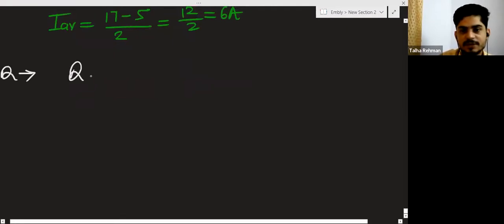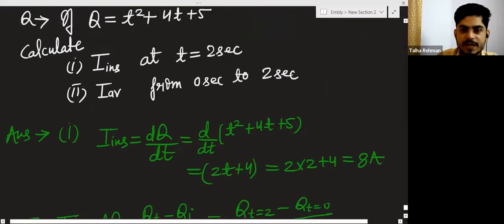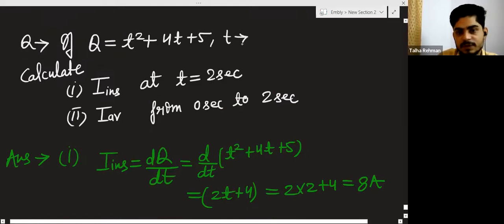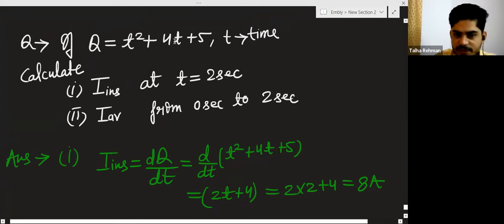Charge, q is the charge. Charge is changing with time. Like here the charge is changing with time. Remember, t is the time here. Charge can change with respect to time. So the equation of charge is given here.